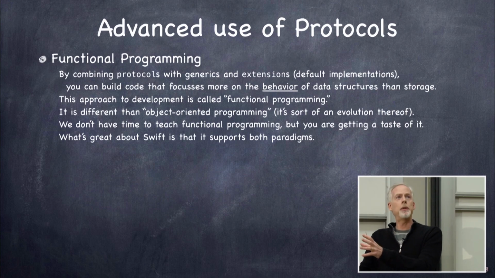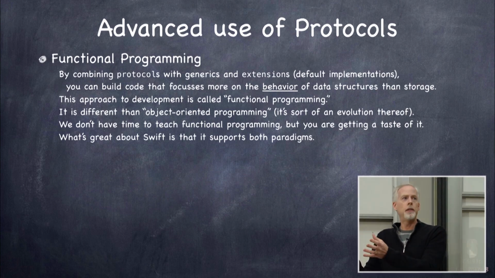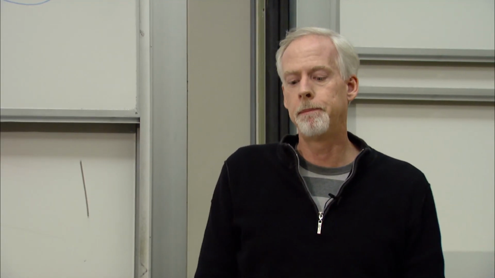How many people have heard of the language Haskell? Okay, same people who know about functional programming, right? Haskell is a purely functional programming language, and Java is a purely object-oriented language. Swift is a mix of the two, which is good. That's all I'm going to say about functional programming, just so that you know it's there.